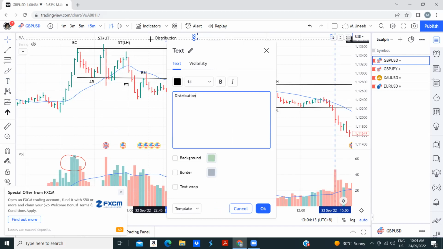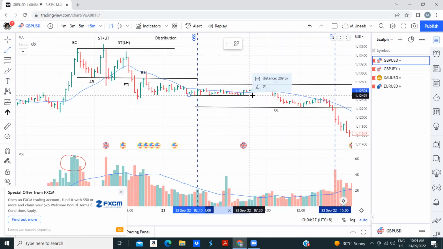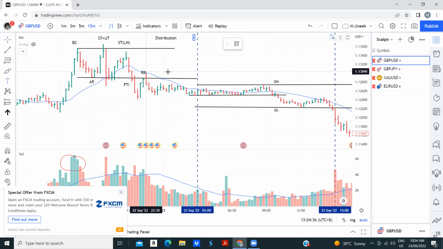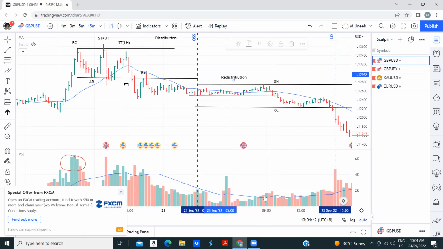Distribution, right? If this is a distribution here, this structure is also a range between London high and London low. What do we see? The liquidity is very low here. The price started ranging here, very tight price, right? After this, if this is FTI, then after FTI, RBI, this should be what? Redistribution. Am I right? Any confusion here? This should be redistribution.